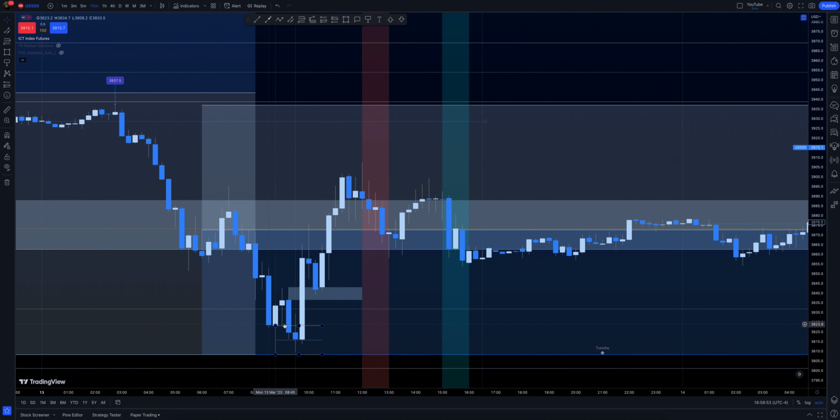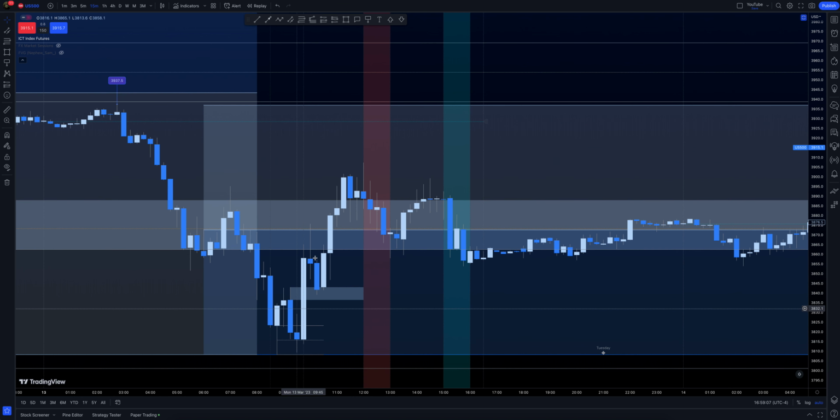And what we've done is we've come back down to mitigate the 50% mark. And you look at the respect that we get on this key level here. And then we've pushed up higher. We've had that shifted market structure. So this here would have been an aggressive entry.